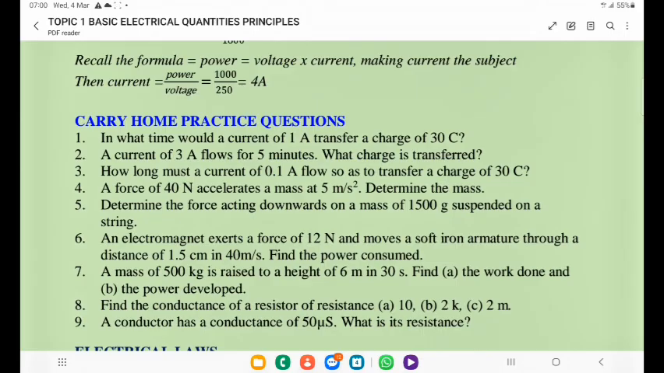We'll do the second part, which is part B of electrical laws, so that you can know how different laws are applied and also do the derivations, be able to state, derive, and calculate. So have a great time.